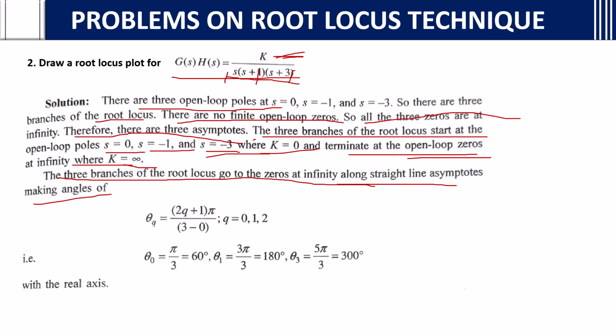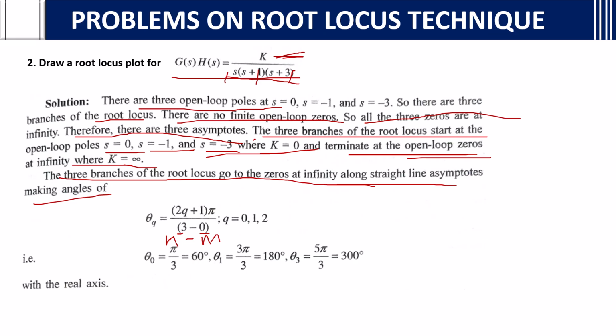So the three branches of the root locus go to the zeros at infinity along straight line asymptotes making an angle. If you remember the rules for asymptotes, we find some angle theta q. Theta q is equal to (2q plus 1) times pi by poles minus zeros, that is n minus m. If you have not watched the rules, please do watch. I have already uploaded the rules for construction of root locus.